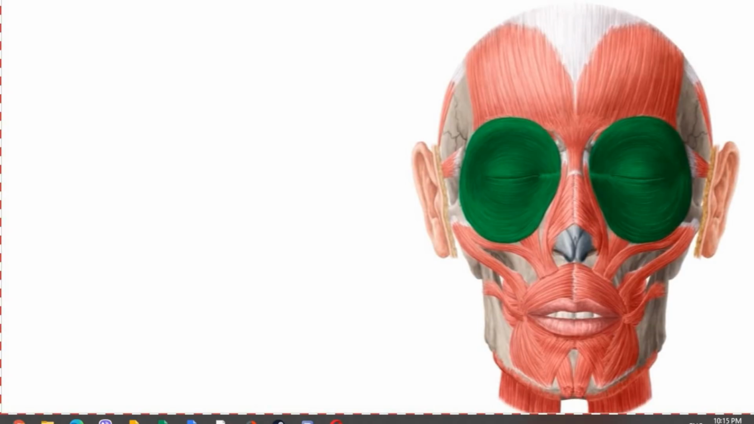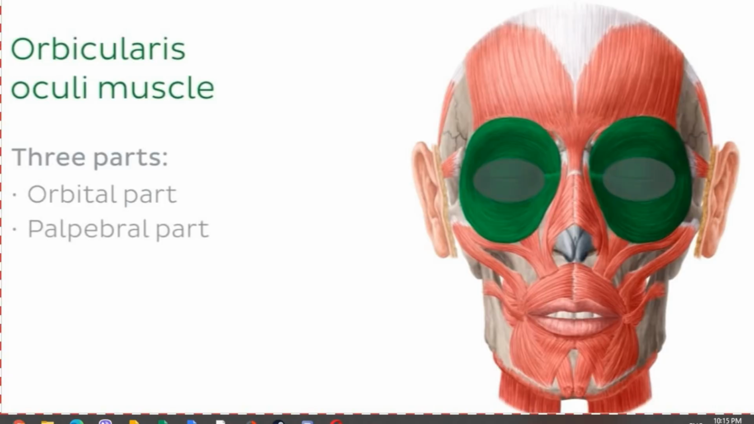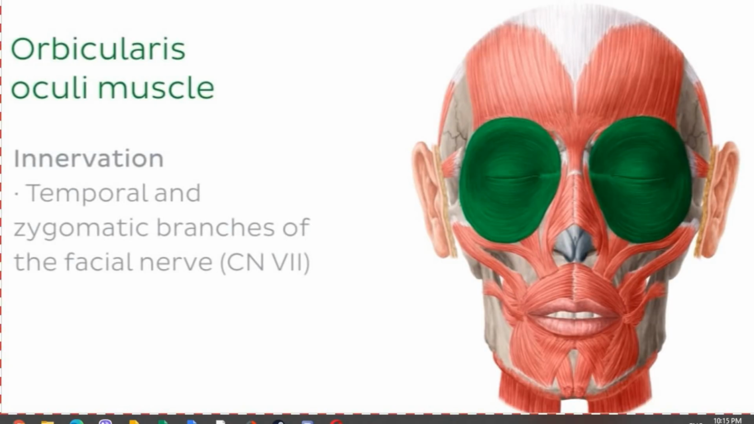Another muscle of facial expression that belongs to the orbital group is the orbicularis oculi muscle. This muscle encircles the orbit and extends into the eyelid. It is comprised of 3 parts: an orbital part, a palpable part, and a lacrimal part. The entire muscle is innervated by the temporal and zygomatic branches of the facial nerve.